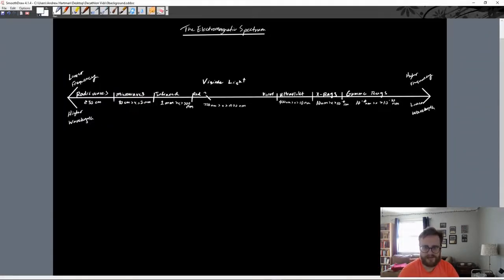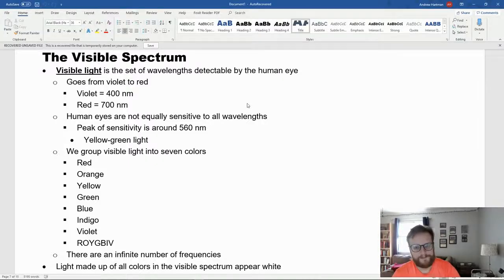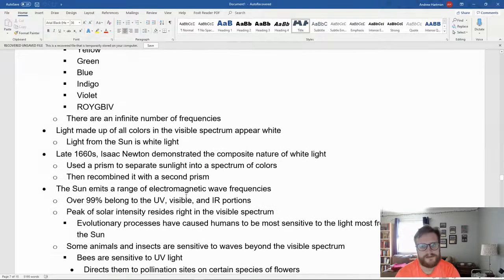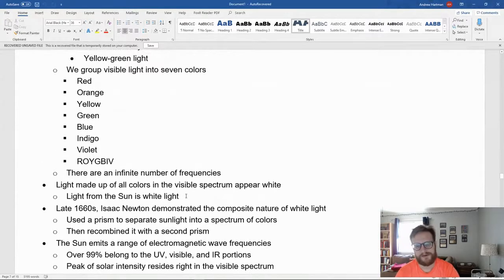And then, of course, we have our visible colors. Roy G. Biv, right? We got red, orange, yellow, green, blue, indigo, and violet. Indigo is kind of just a deeper violet, I guess. Yellow-green, again, is at 560 nanometers. That's where we see well, which is pretty close to halfway through the spectrum. There are an infinite number of frequencies, of course. That's how numbers work. So you could have red-orange, or red-orange-orange, stuff like that.